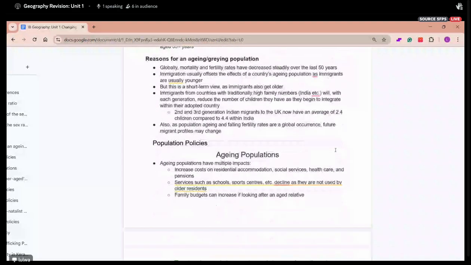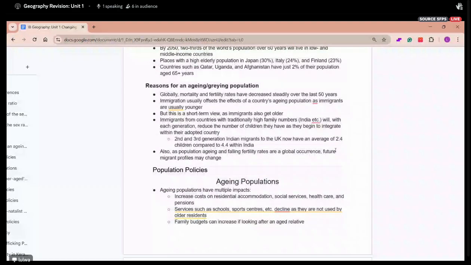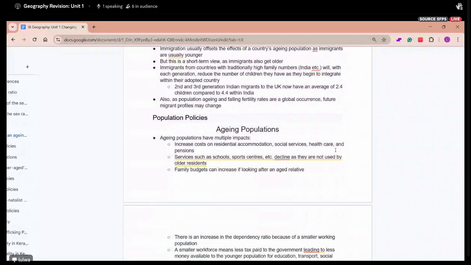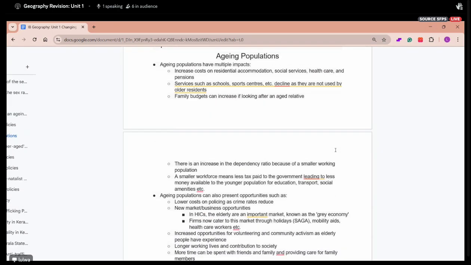So, population policies. Aging population impacts. They increase costs on accommodation, and social services such as schools and sports centers decline because they're not used by older people. Family budgets can increase if looking after an aged relative. There is an increase in the dependency ratio because of a smaller working population.